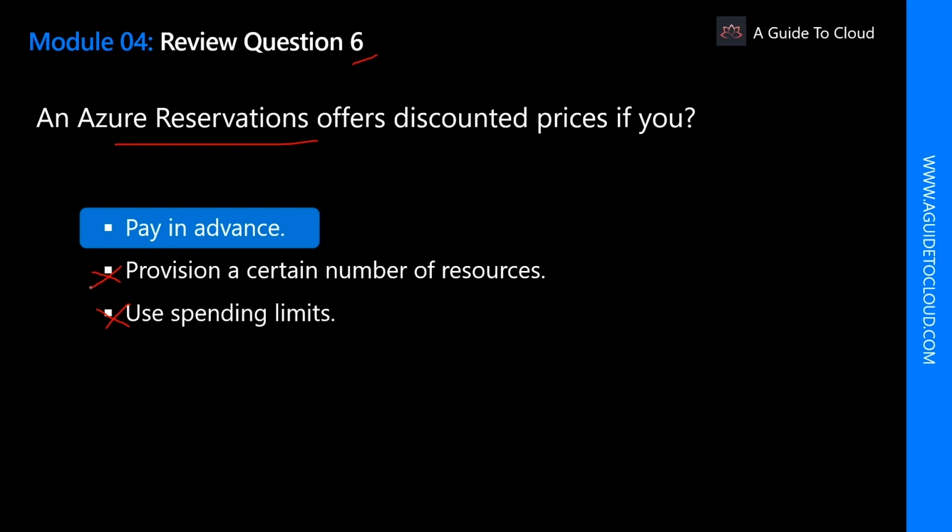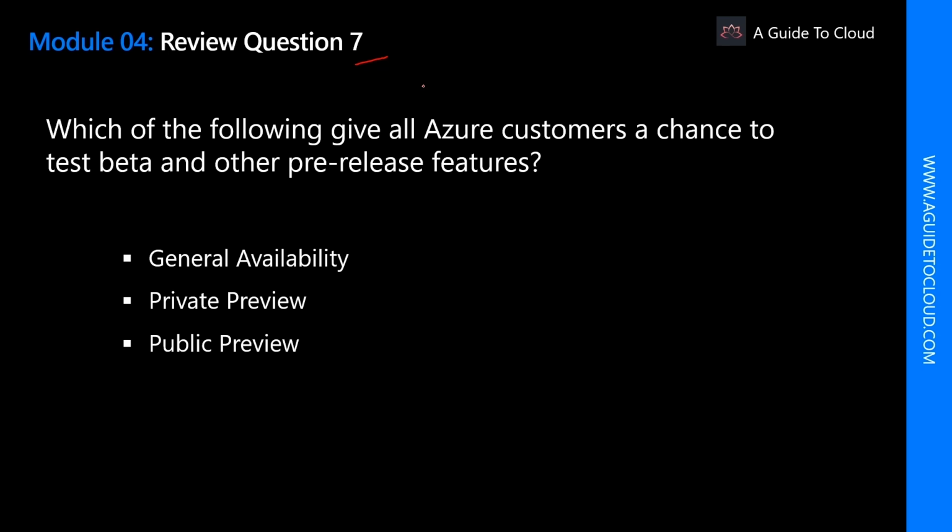database instance, etc. Which of the following gives all Azure customers a chance to test beta and other pre-release features? Is it general availability? No. General availability is when everyone gets access to the services. Is it private preview? No. Private preview is only for a selected group of users as early adopters. So the correct answer is public preview. Public preview means that the Azure feature is available for all Azure customers for evaluation purposes.